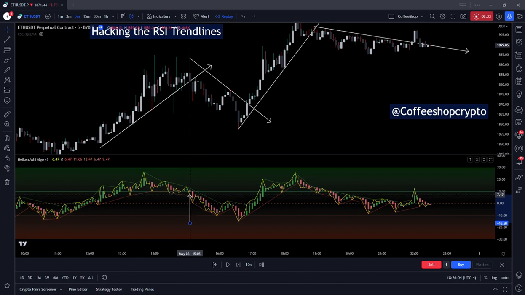The trend line is there. And you have a lower low. You have one lower low. That's this one. You need a second lower low.